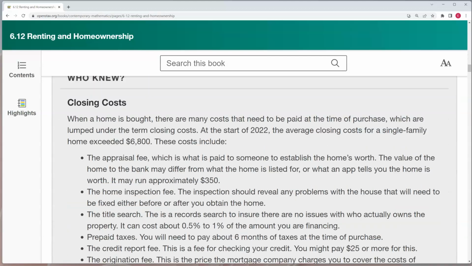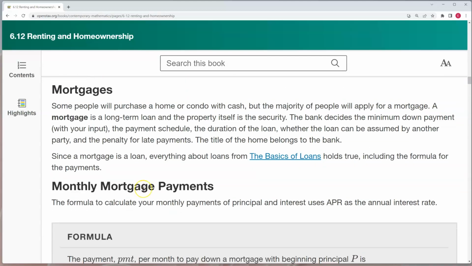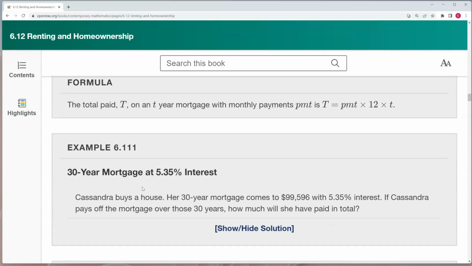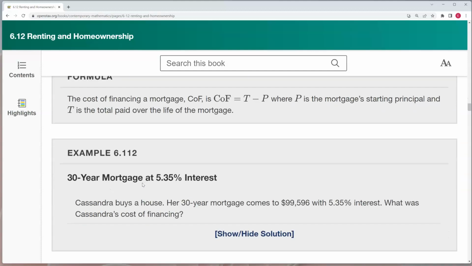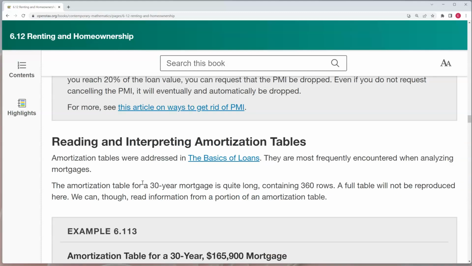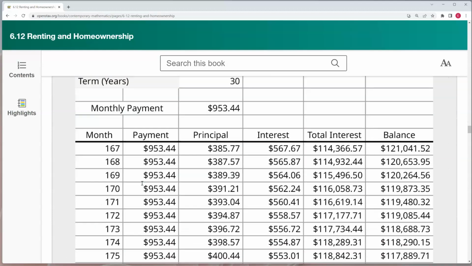So I'm going to leave you to read most of this section, and I am going to jump down to something that's important to buying a home. And that is something called escrow. So I want you to read the rest of the section.